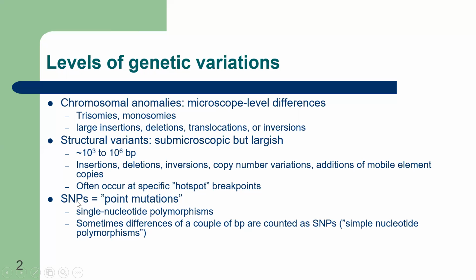And then the SNPs, or single nucleotide polymorphisms, that's what people usually think of when we think of variants. So changing one letter in the DNA into something else, and that's your SNP. But then sometimes the SNPs can be thought of as simple nucleotide polymorphisms, so that very short indels, adding 1, 2, or 3 nucleotides in the DNA, might be counted as SNPs as well.